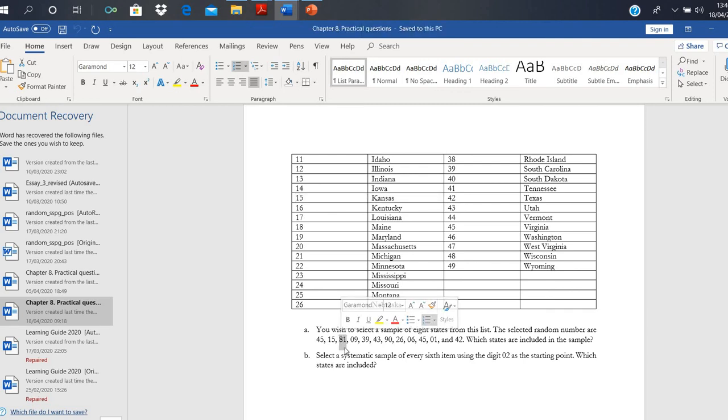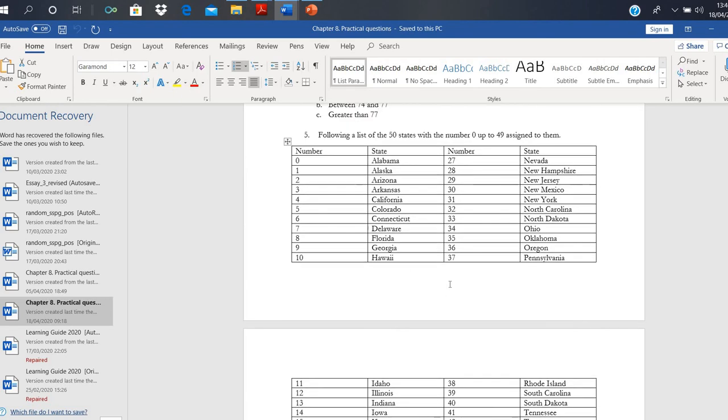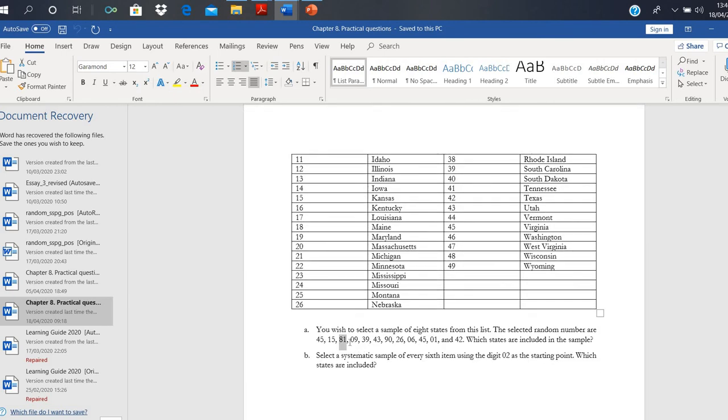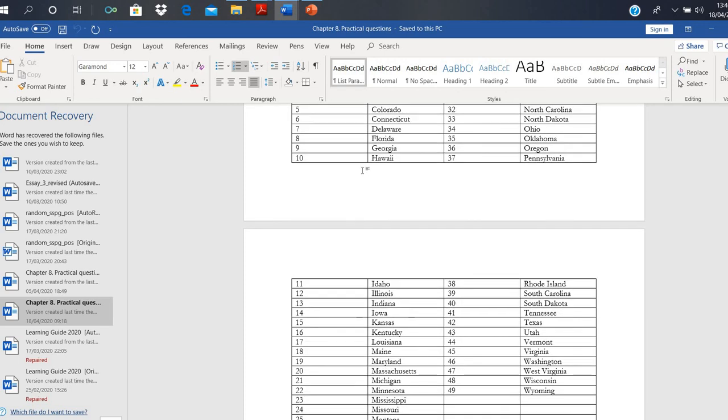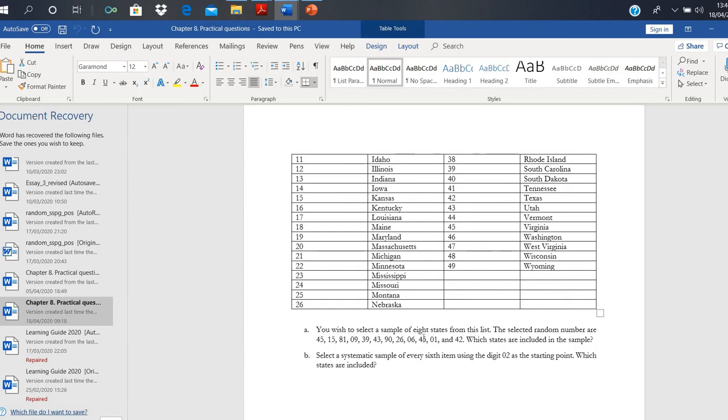81. So this 81 is not in my population. This number is not in my population, so I will not include this number in my sample. 9 is there. So it's Georgia. 39 is there. Somewhere there, South Carolina. 90 is not there. 26 is there. 6 is there. 45 is there. But you see here 45 is repeated twice. Okay, so I will not include it twice.